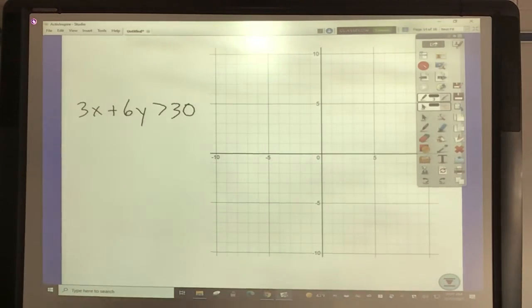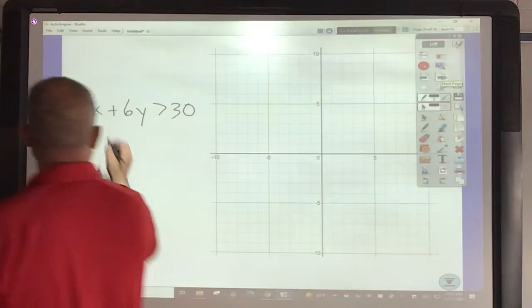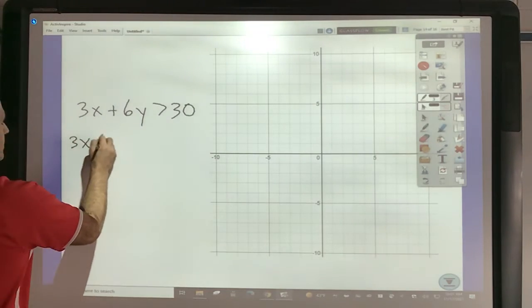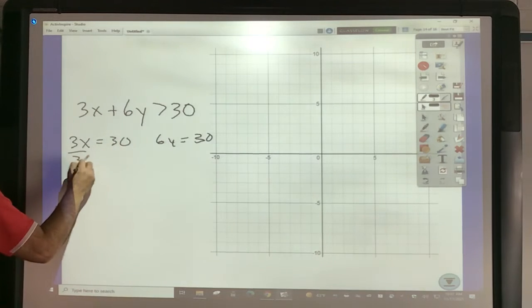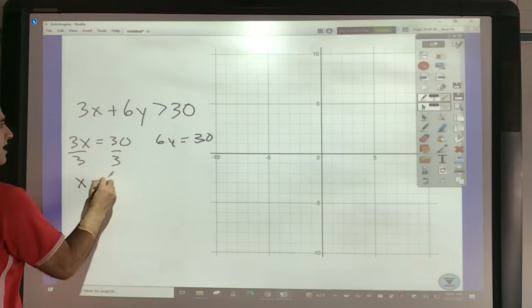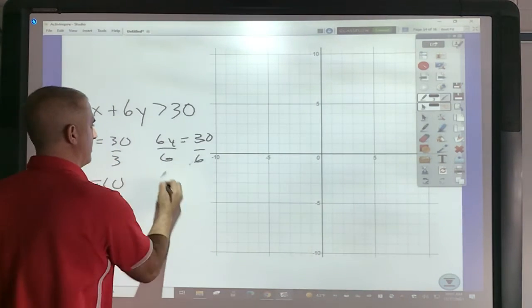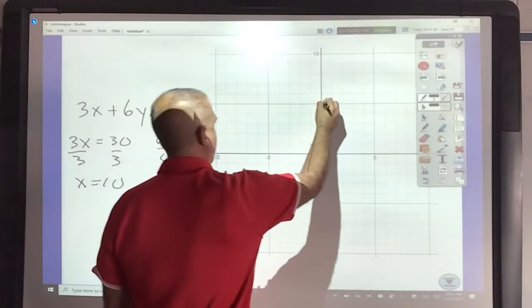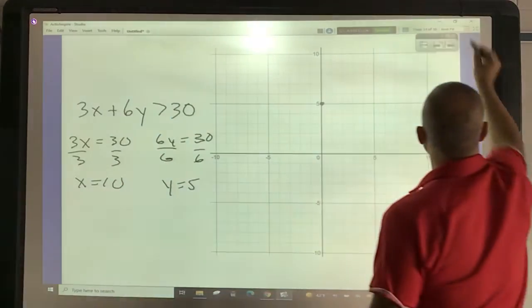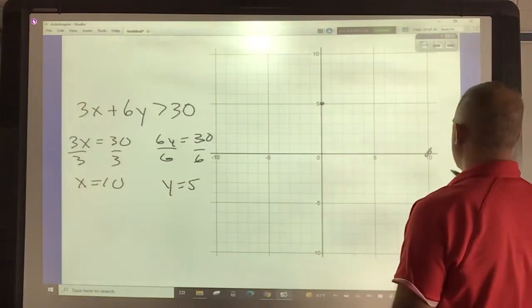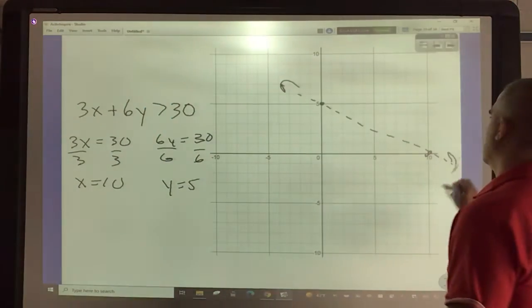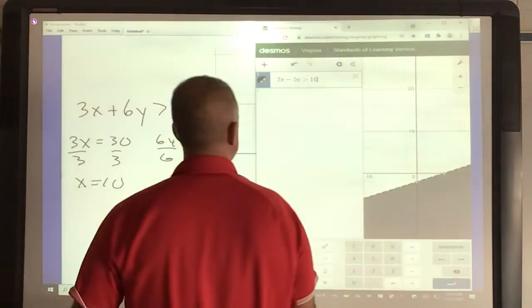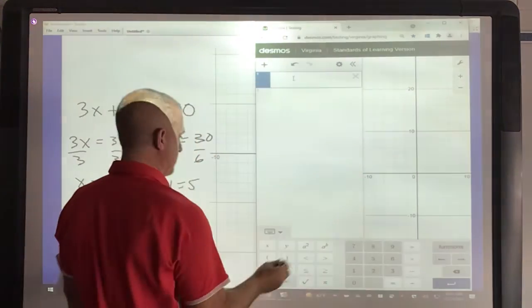All right. This one, what I'm going to do is set this equal to 30. This one I'm going to divide by 3, I got x equals 10. This one I divide by 6, I got y equals 5. So y equals 5, x equals 10. All right. This is going to be a dashed line once again. Okay. All right. And then I type this in.